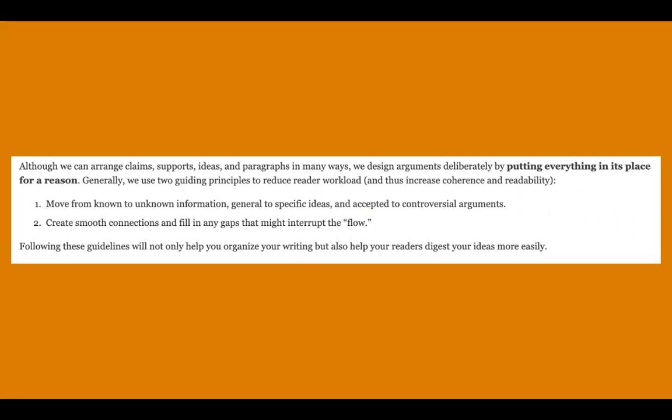And so when we think about the ways that we're supporting the reader who is engaging with our argument, the books offer these two ideas about how we can reduce reader workload. The first of which is move from known to unknown information, general to specific ideas, and accepted to controversial arguments. And they follow this with create smooth connections and fill in any gaps that might interrupt the flow. Following these guidelines will not only help to organize your writing, but also help your readers digest your ideas more easily, okay?